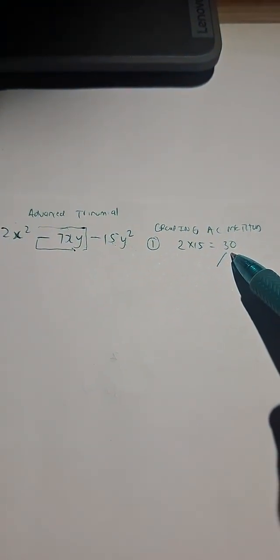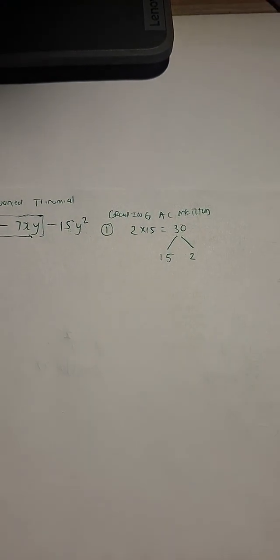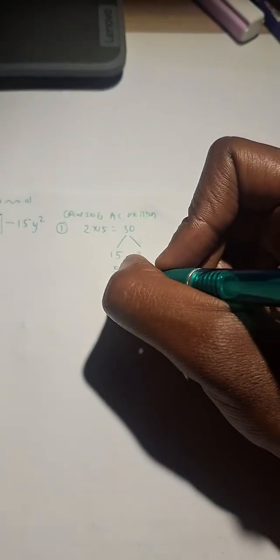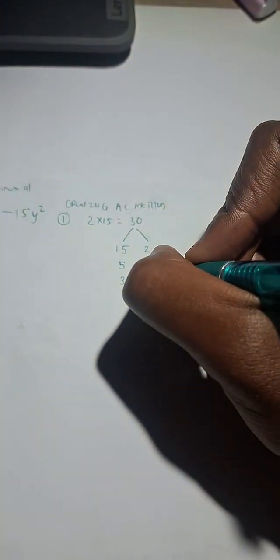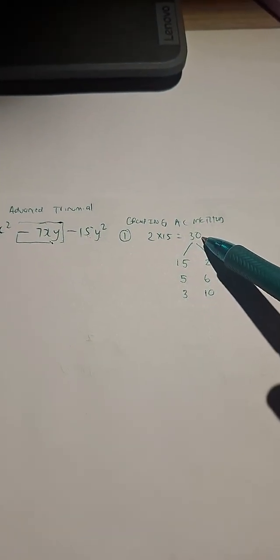So now what we are going to do is look for factors of 30. All right, so we know 15 and 2 are factors of 30. We also know 5 and 6 are factors of 30. We also know 3 and 10 are factors of 30. What we do here is we try and look specifically.